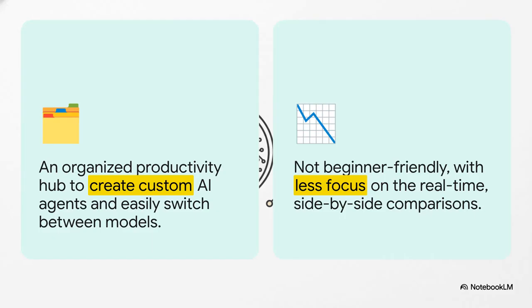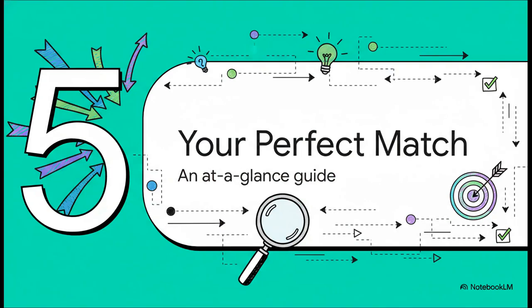So you've got to understand, Lumio AI's whole philosophy is about workflow and organization above everything else. It's built for people who want to really systemize how they use AI. The trade-off is that there's less of a focus on that direct, real-time, side-by-side comparison that the other tools really specialize in.